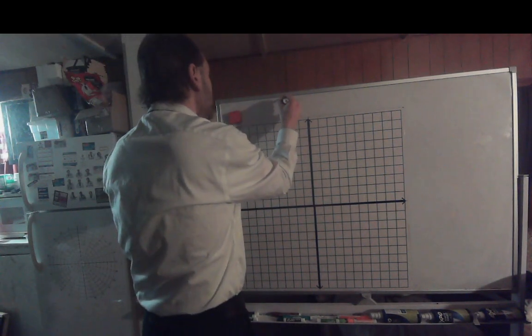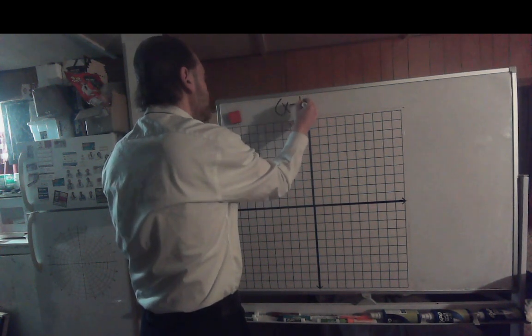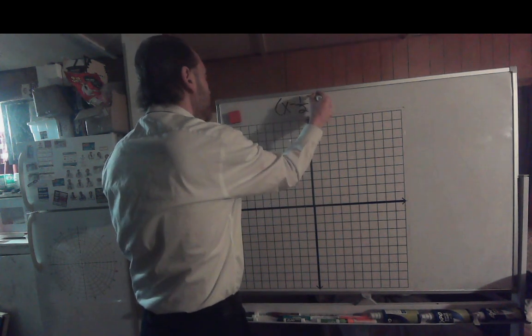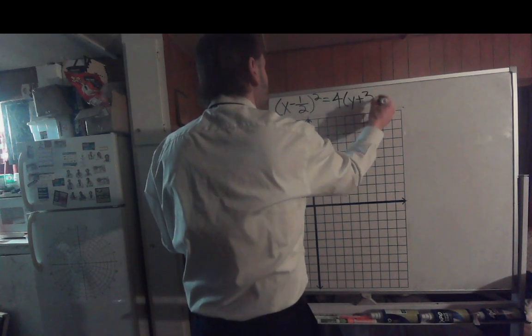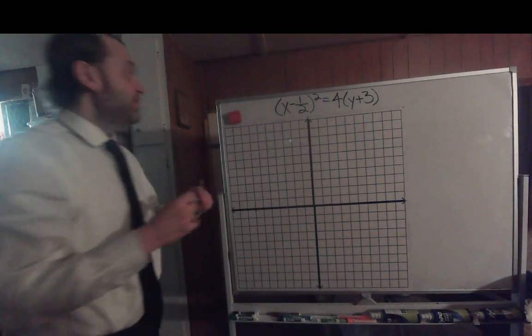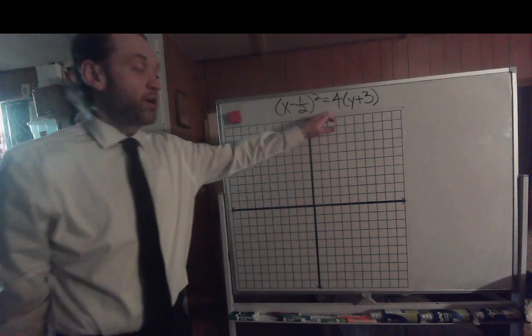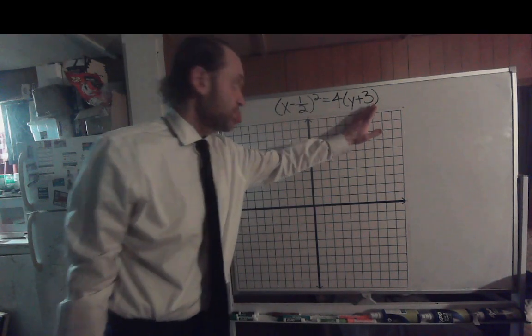All right. This time I have (x minus 1/2) squared is equal to 4 times (y plus 3). Okay. So I have (x minus 1/2) squared equals 4 times (y plus 3).